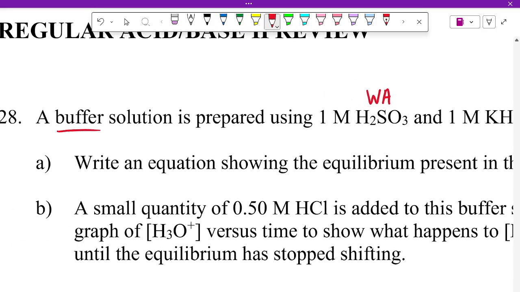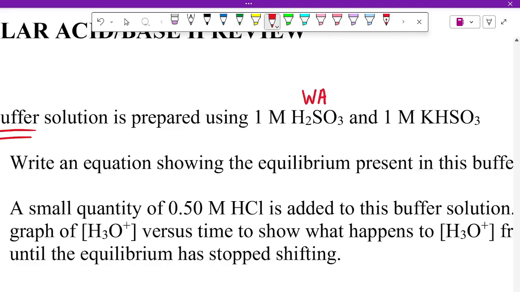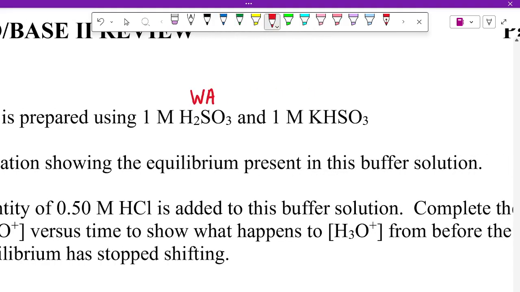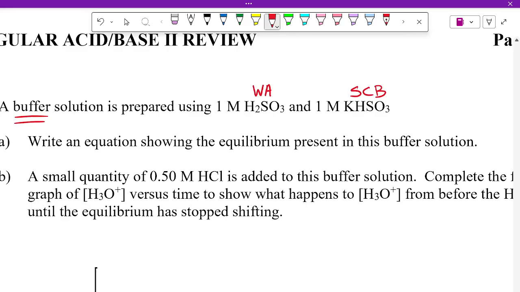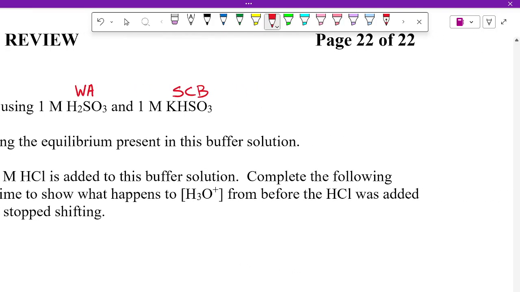Yes? And what is KHSO3? That is the salt of the conjugate base. Oh, look, it's Wascaba. Yes? Wascaba. Write an equation showing the equilibrium present in this buffer solution. So remember, what you're going to do is you're going to put the weak acid on one side.